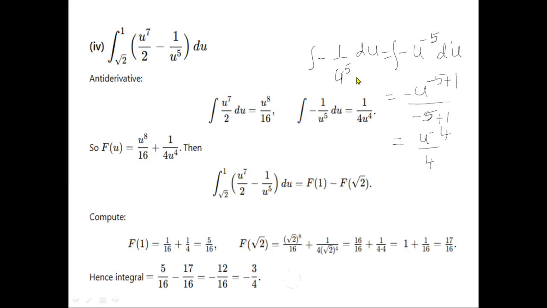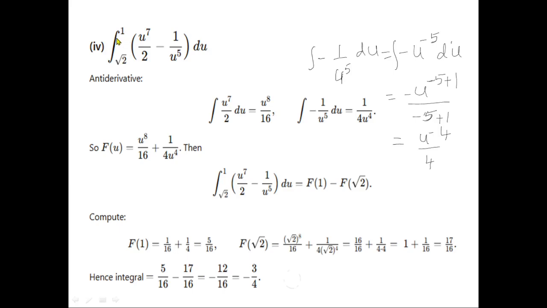Next, minus 1 by u power 5 du. This 1 by u power 5 can be written as u power minus 5. So the integration is minus u power minus 5 plus 1 by minus 5 plus 1. This minus 5 plus 1 is minus 4. So minus u power minus 4 by minus 4. This minus will cancel. Then u power minus 4 by 4, that is 1 by 4 u power 4. Then this integration is u power 8 by 16 plus 1 by 4 u power 4, and the limits are root 2 to 1.